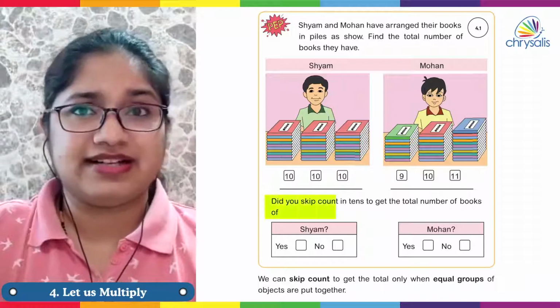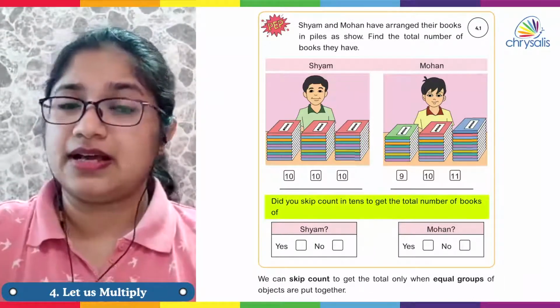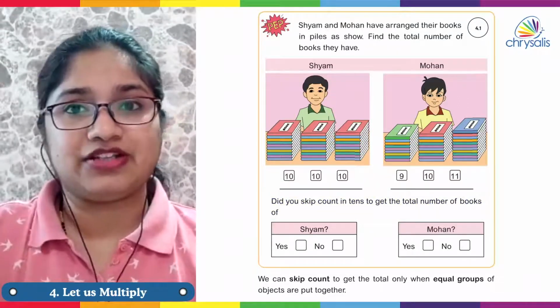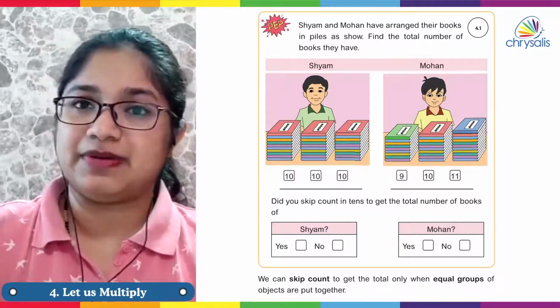Did you skip count in tens to get the total number of books for Shyam and also for Mohan? Place a tick mark in the yes or no box. You can take 10 minutes to complete this activity. Press pause to complete the activity and press play when done.